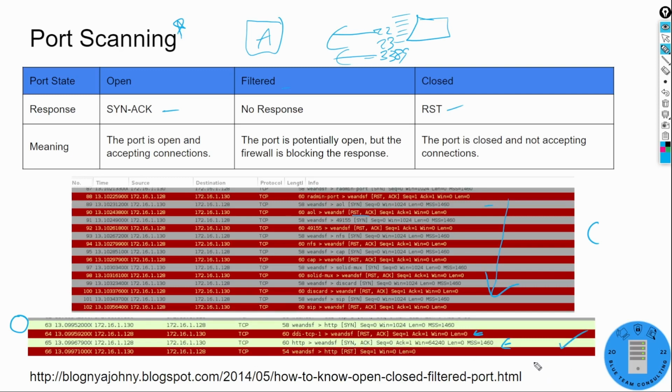So the attacker would know, hey, this port is open and it's available for use to try and attack or further escalate whatever part of the cyber chain they're in. And then there's also filtered, which is no response, which means the port is potentially open, but the firewall is blocking the response, so it could be filtered. So a good demonstration here. Be sure to check out the blog resource here and read more about port scanning.